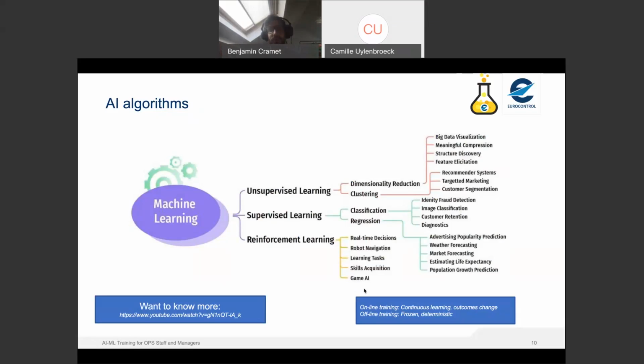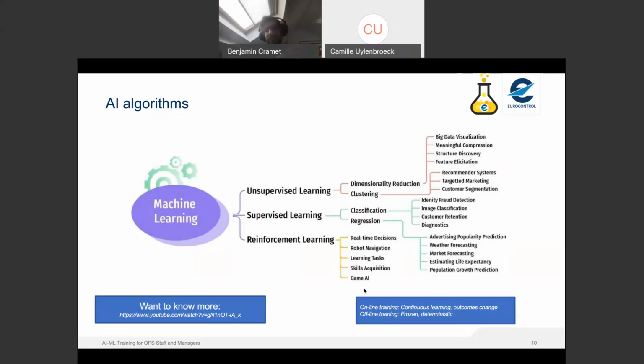Important to know, you have two types of learning. Online learning, so you continuously learn and you have no distinction between the training of the AI and the run. Each piece of data that comes through the algorithm is subject to learning, so the behavior of the system will change over time. And offline training, which is much more important for us because we possibly want a deterministic approach: for a given input, we want to always have the same results.